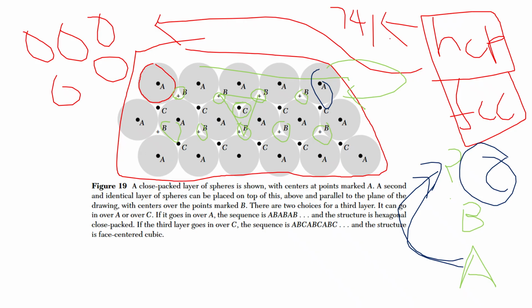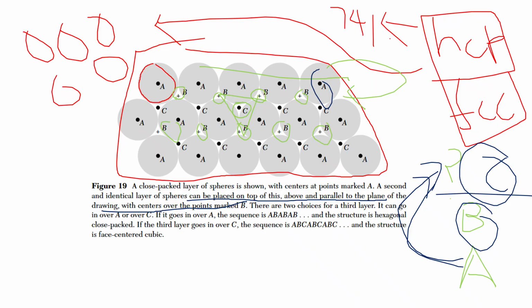Close packed layer of spheres is shown. Spheres because spheres are atoms. Atoms are spherical. Talking field wise, electromagnetic field wise, they are of a spherical shape with centers marked at A. So this is the normal arrangement. You cannot change A. A is going to be always there. A second and identical layer of spheres can be placed on top of this, above and parallel to the plane of drawing, with centers marked over the point B. Again, you cannot escape B. B is at the gaps of A.